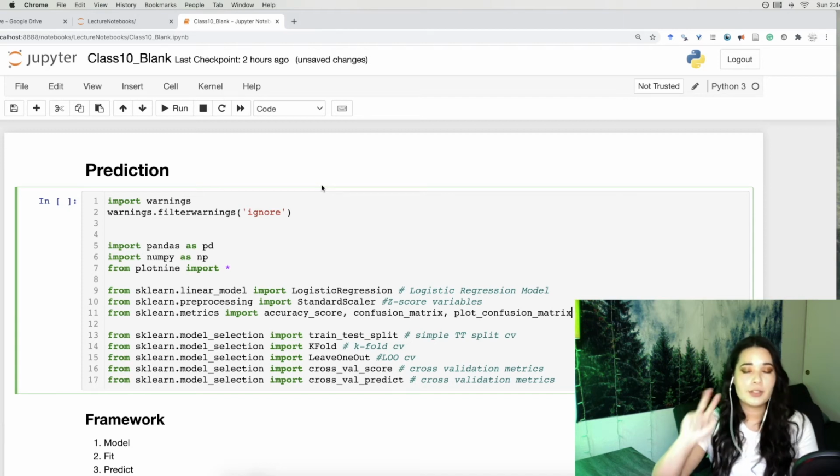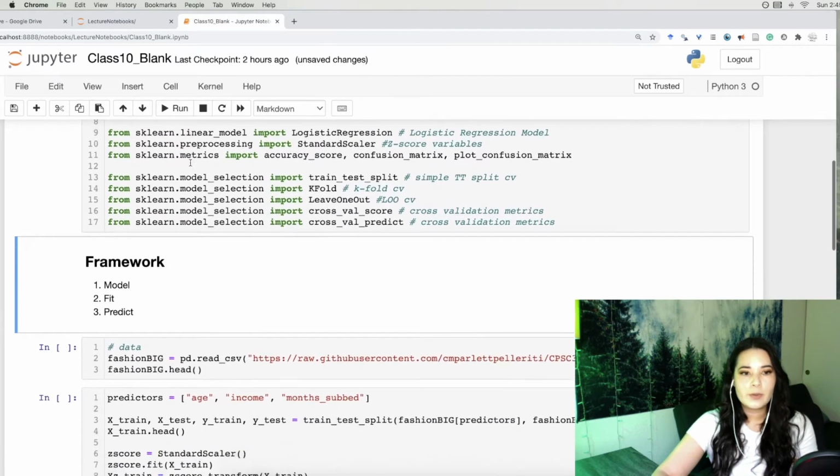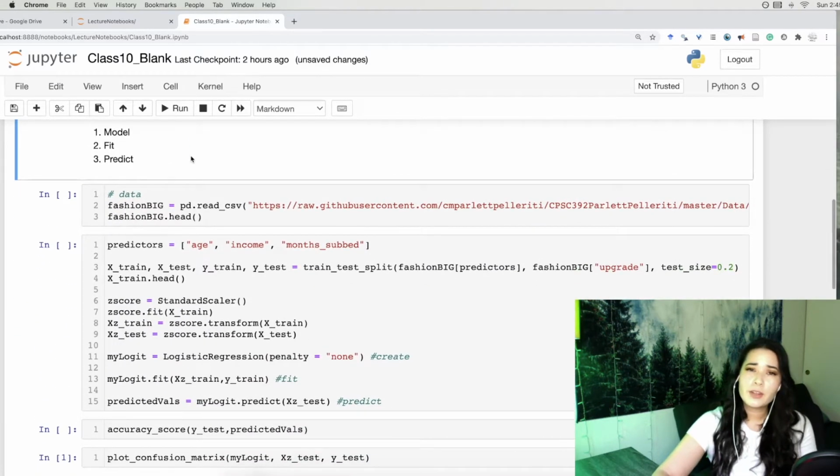Hello, and welcome to your second logistic regression in Python lecture. The first thing that I'm going to do, as per usual, is run all of my import statements. Now, hopefully what's below here looks really familiar because it's what we just did in our last lecture.